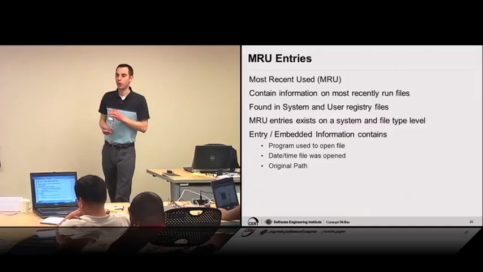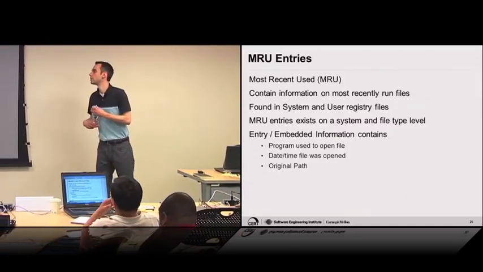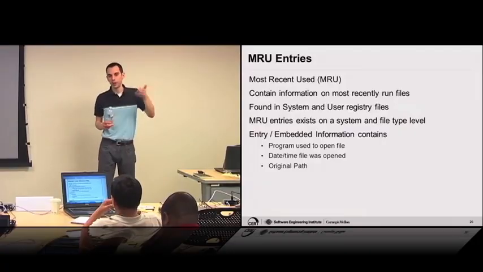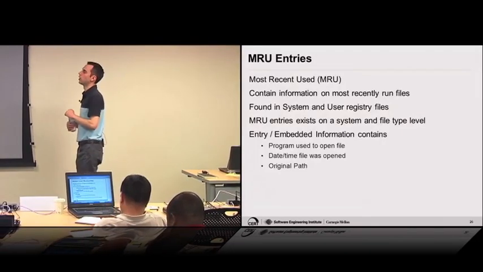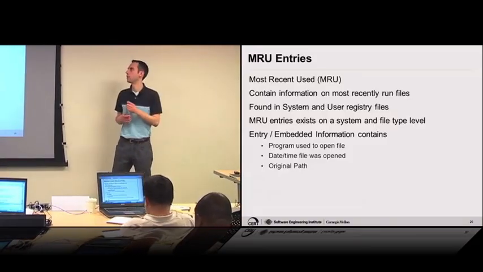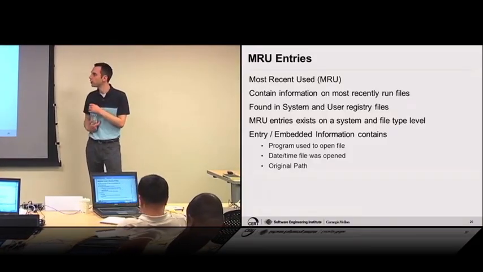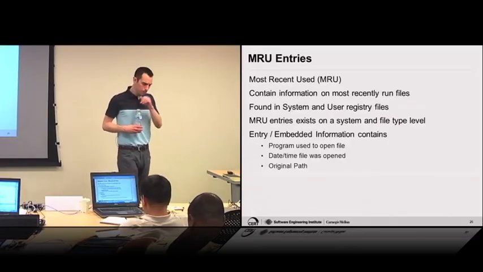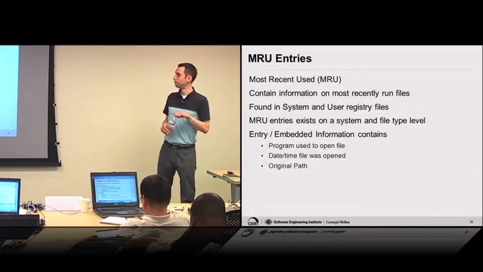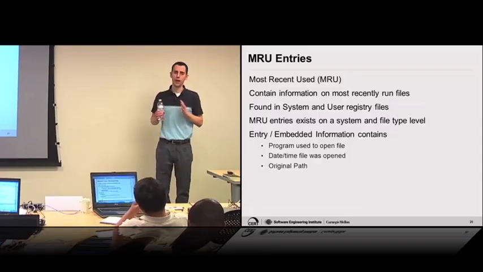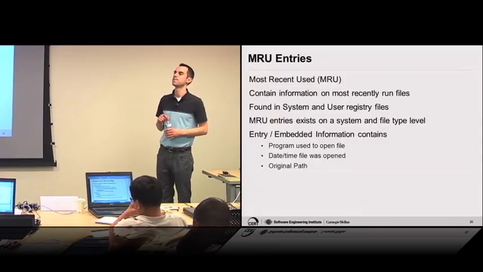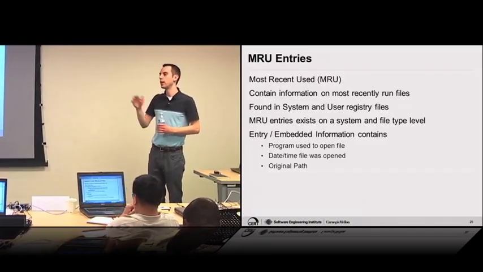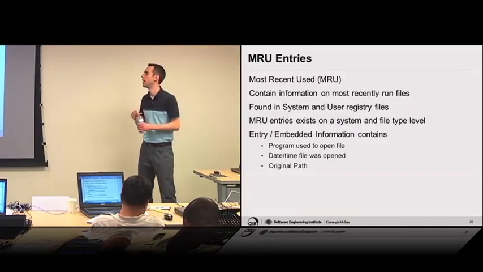Then I'm going to talk a little bit about MRU entries, which are registry specific. They're going to contain information on most recently used, hence MRU, which are going to be found in, there are some in the system registry hive, but primarily we're going to talk about the ones related to the user. There are some file type specific MRU entries, which can be related to a particular extension or file format and things like that.